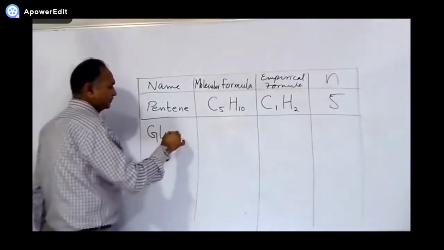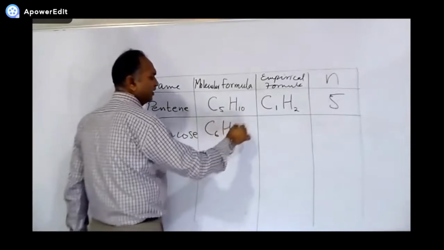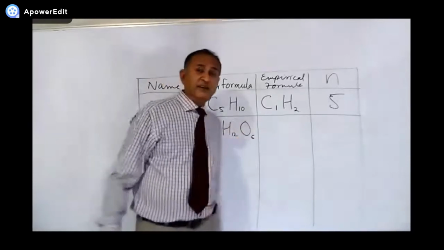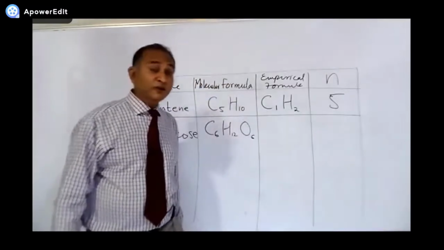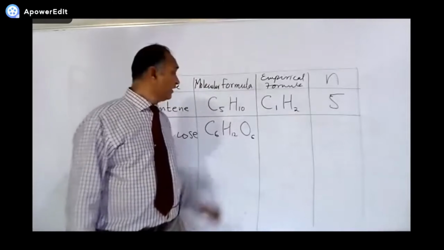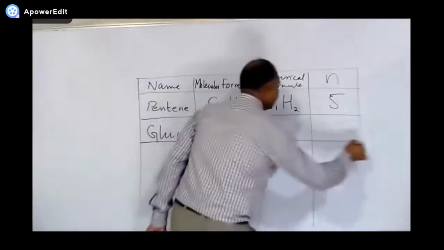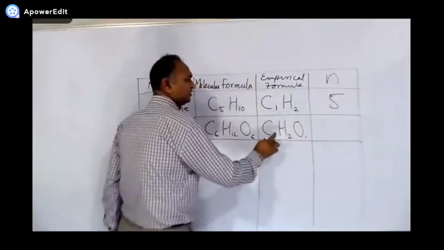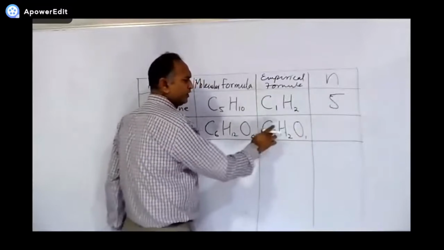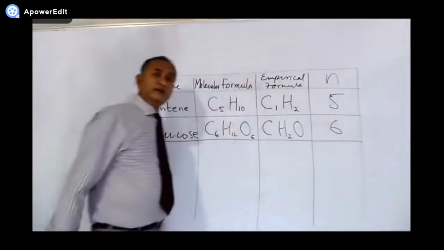Glucose. C₆H₁₂O₆. Yes, smart guys. What could be done? Yes, 6 to the 6, 6 to the 12, 6 to the 6. So what would be its simplified formula? C₁H₂O₁. If you don't want to write 1, you can leave it. And what is the value of n over here? 6.